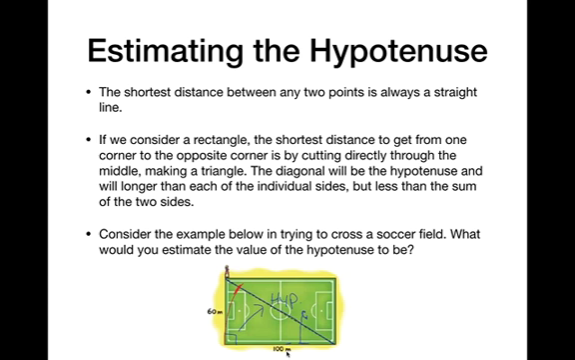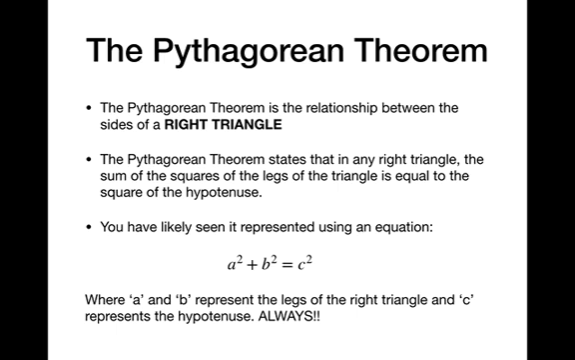Now, obviously, estimates are all well and good, but we would like to be able to have actual calculations so that we can be precise. So in order to do those calculations and not just be left estimating, we use something called the Pythagorean Theorem. That's the relationship between the sides of a right triangle. The Pythagorean Theorem states that in any right triangle, the sum of the squares of the legs of the triangle is equal to the square of the hypotenuse.